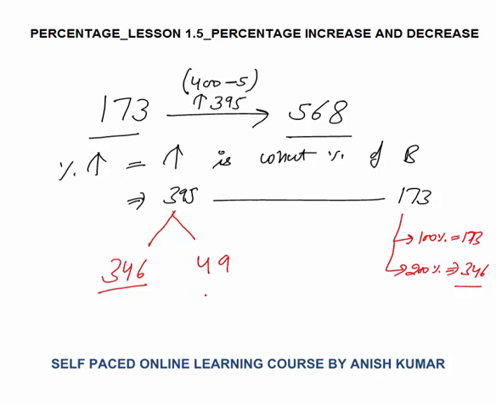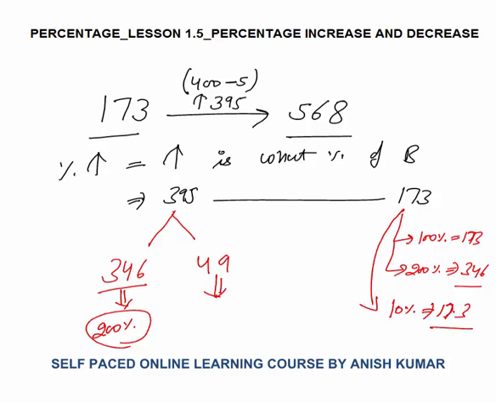Now 346 is, we know, 200% of 173, the double of this. Now 49 is what percent? We know that 10% of 173 would be 17.3. 17 threes are 51, so 30% will be equal to 51.9. Now 49 is very near to 51.9, so we can take this as 30%. So the answer would be 230%.